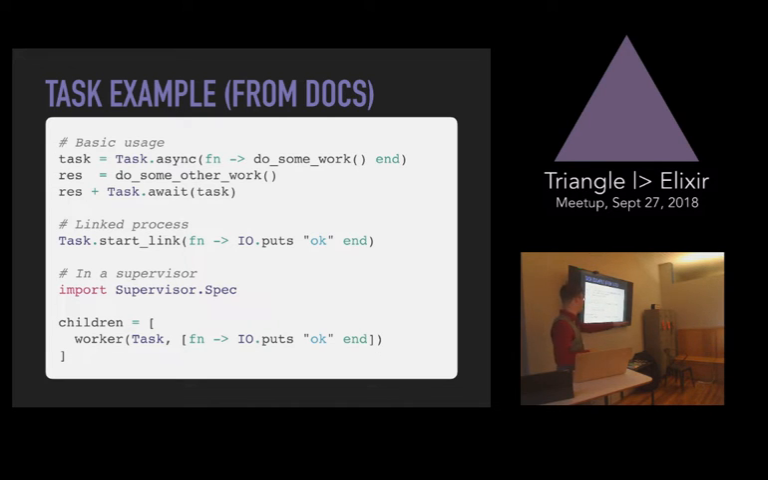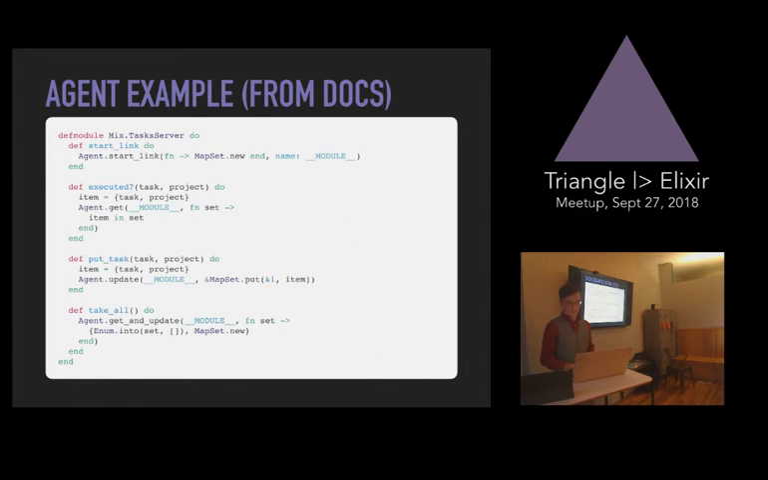You do some long-running work, and then when you say task await, that's what blocks your current process. You can also do a link process. You can put it in a supervisor. This is the old declaration syntax, but you can use them pretty easily without having to implement your own module.